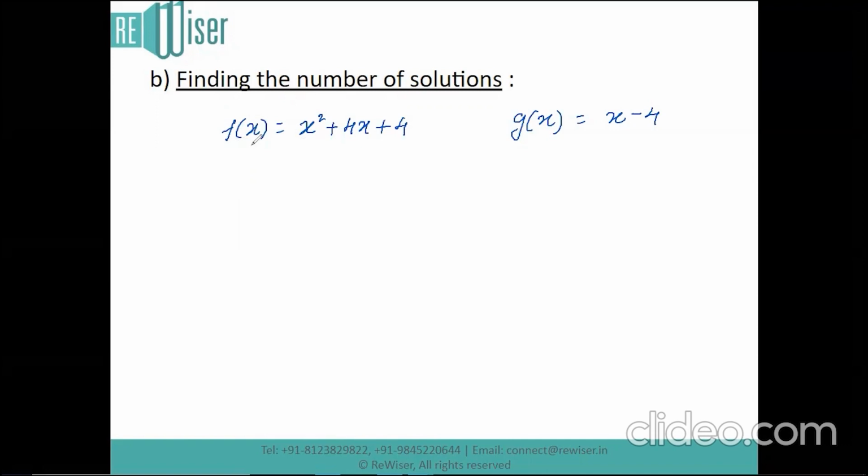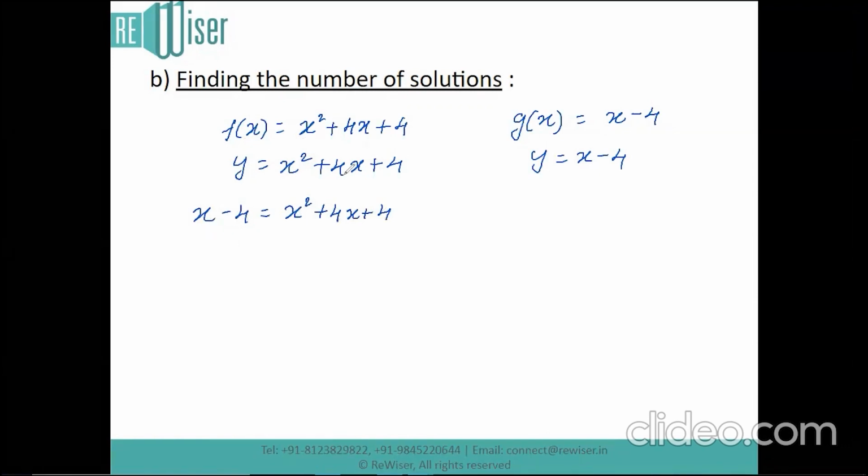Let y equals x square plus 4x plus 4, and y equals x minus 4. Substituting, x minus 4 equals x square plus 4x plus 4. If I take all the terms to one side, I get x square plus 3x plus 8 equals 0. This is the quadratic equation I got after solving them simultaneously.